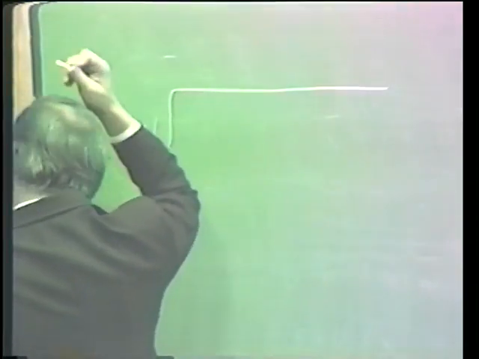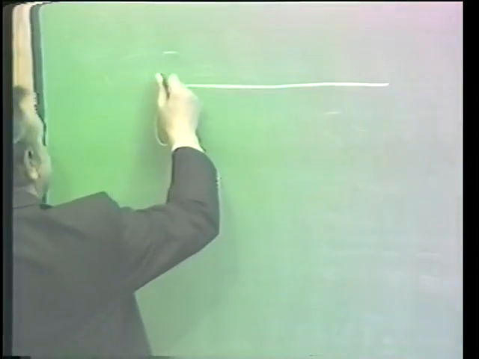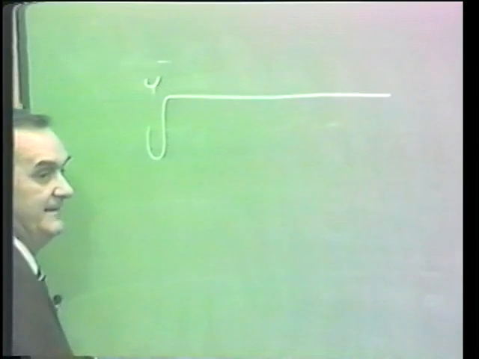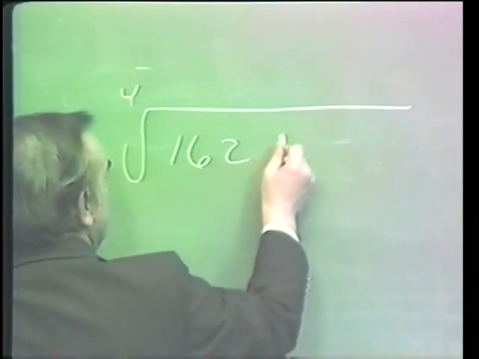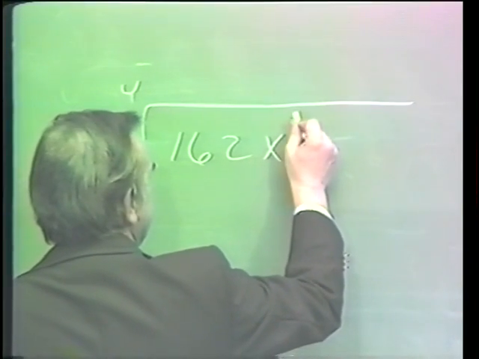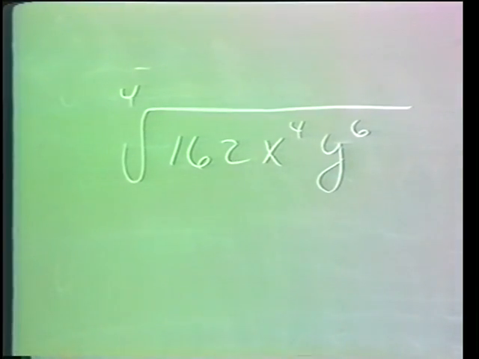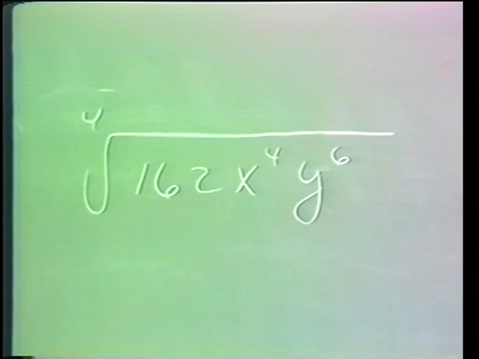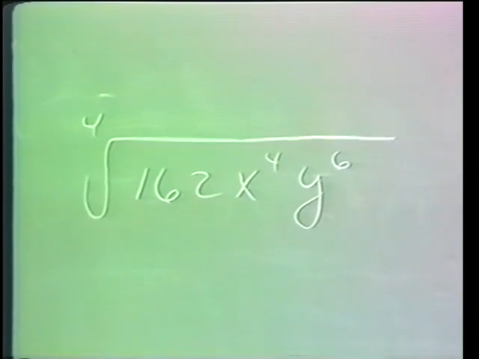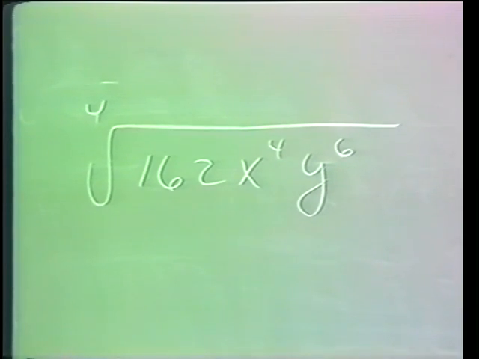Let's take a look at another problem. Big number, big number. 162, x to the 4th, y to the 6th. Take the 4th root of it. That's the 4th root of 162, x to the 4th, y to the 6th.